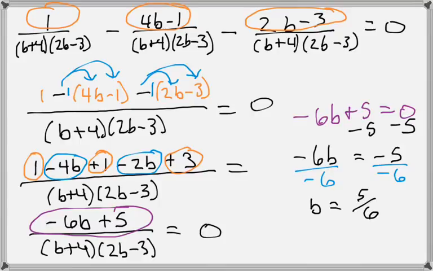So we found our possible solution. If we were working this problem the first time, we would then go back and find excluded values, and then discover that 5/6 was not one of the excluded values, making this our final answer.